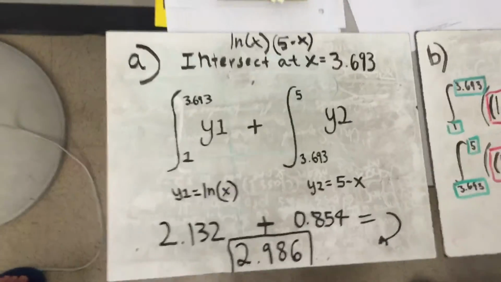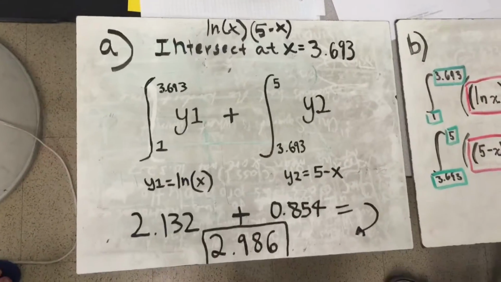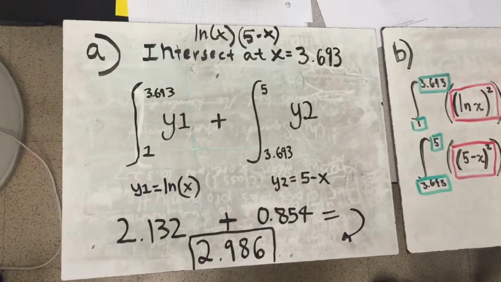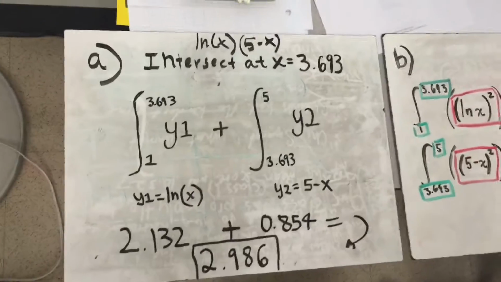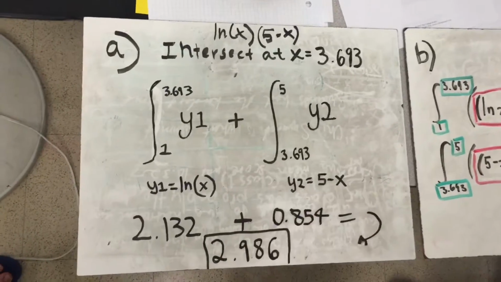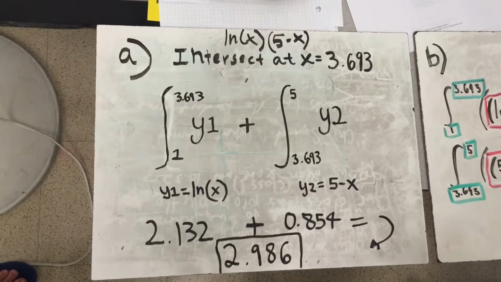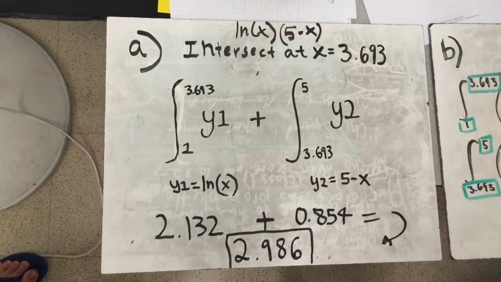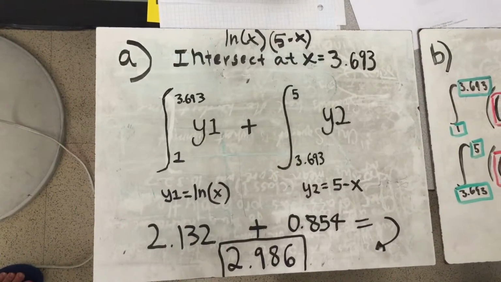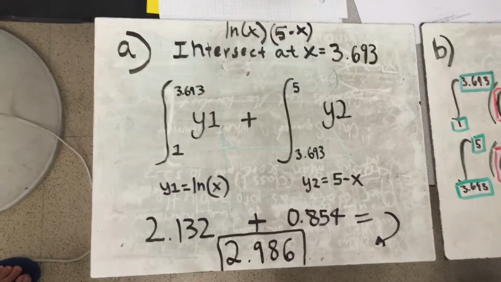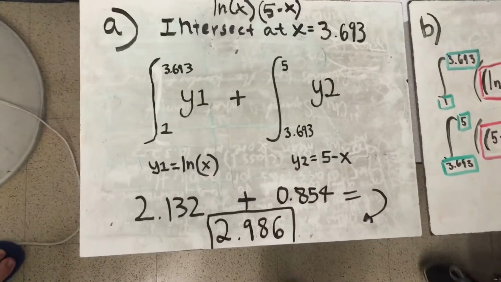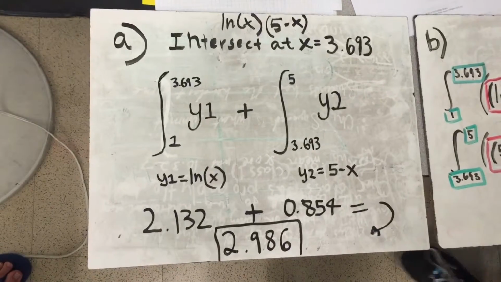The first part of the question is to find the area of R. The first equation is natural log of x, and the second is 5 minus x, and I found through the graph that the two lines intersect at 3.693.